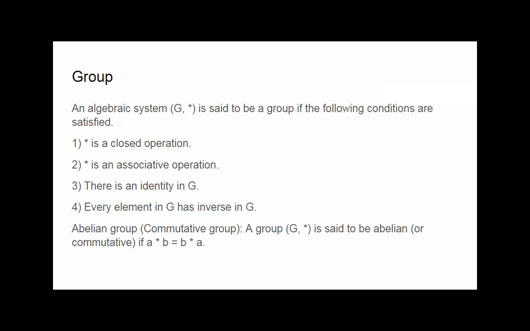Now in groups, one more property is added, and that property is nothing but every element in G has an inverse in G. Now we have to take the real number set. While taking an example, we will take real number sets, or rational numbers also we can take. And that should be for every element.